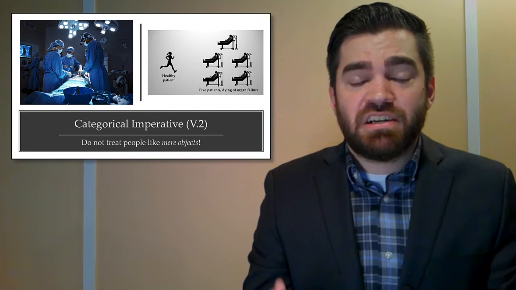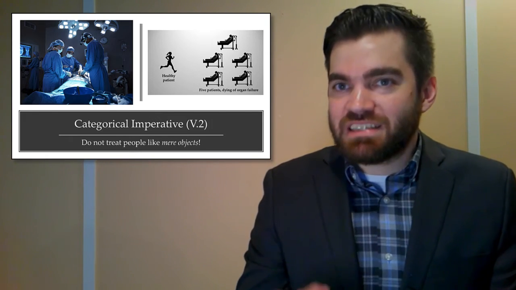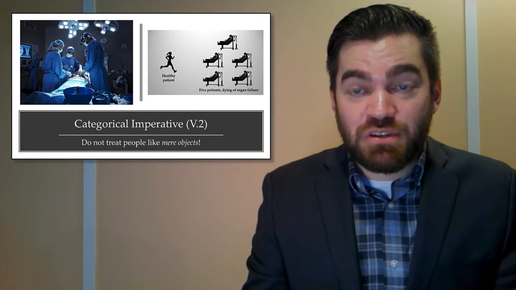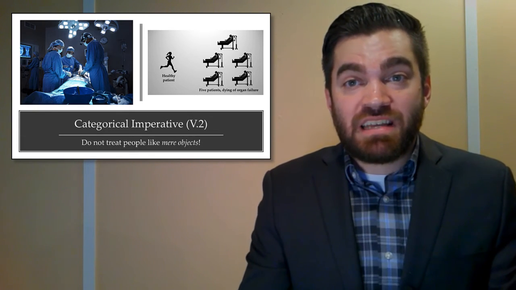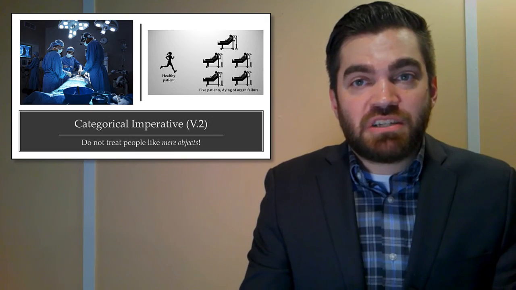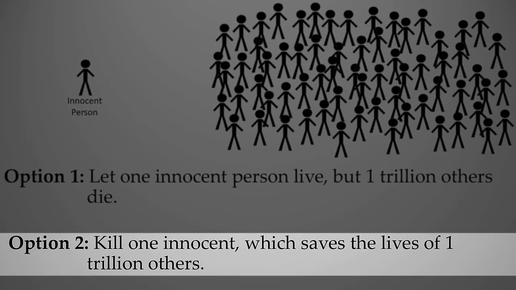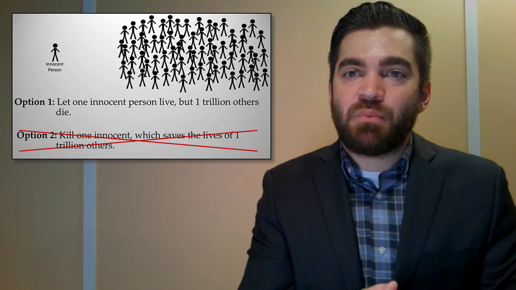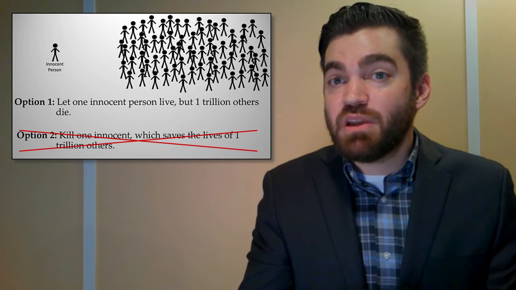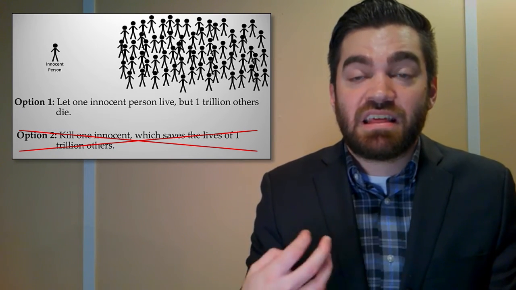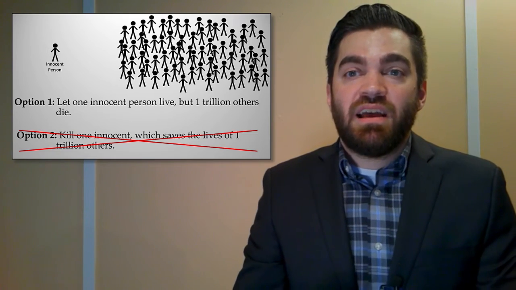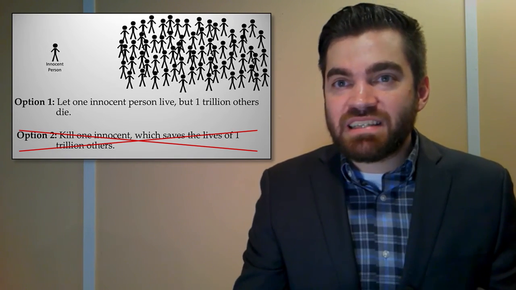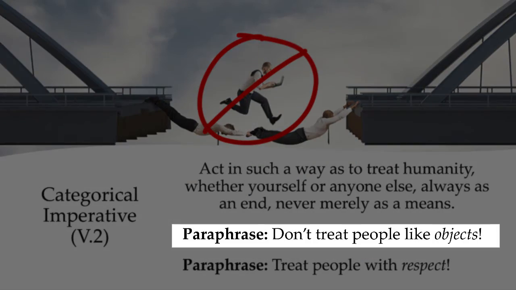Now, one point that we should raise here: since the categorical imperative is categorical, it doesn't have any exceptions at all. That means it doesn't matter what's at stake. If you were faced with a situation where you had to kill an innocent person as a means of saving 1 trillion lives, Kant would say that's still wrong. It doesn't matter how many lives are at stake. You cannot treat a person like an object. You can't treat them as a mere means to an end. You have to treat them with the dignity that they deserve because they're a rational being. And so it doesn't matter what's at stake. You can't treat people like objects.